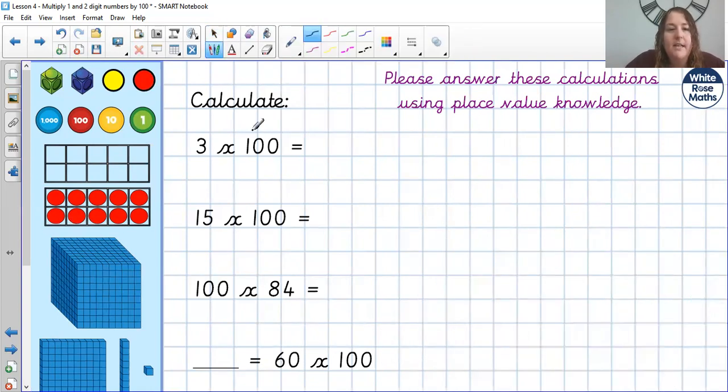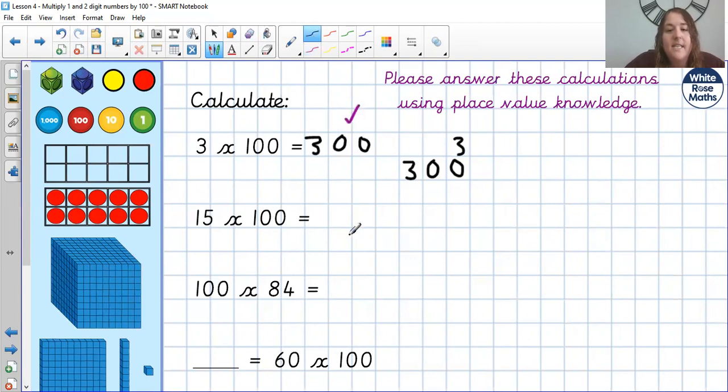Okay, so I've got 3 times 100. So 3 times 1 is 3, and then when I multiply 100, it goes 2 spaces to the left. So I'm using my squares to show this. So my answer will be 300. Oh, that's a very funny 3 there. So if you got the answer 300, please give yourself a tick.